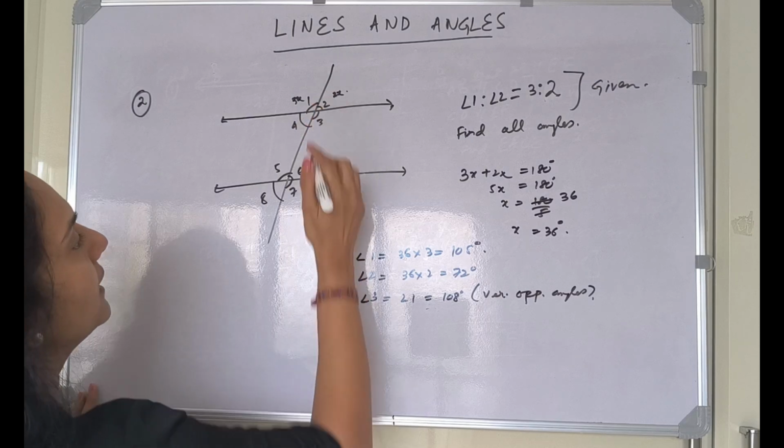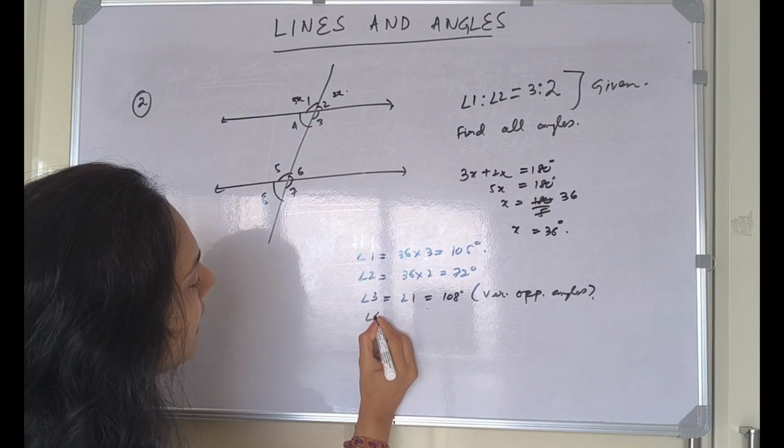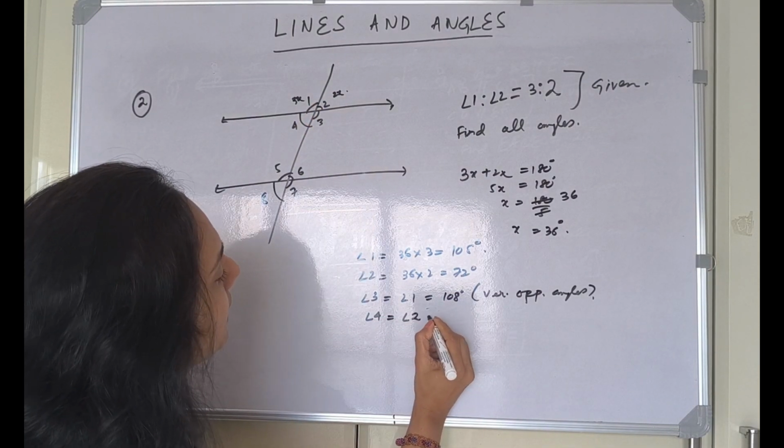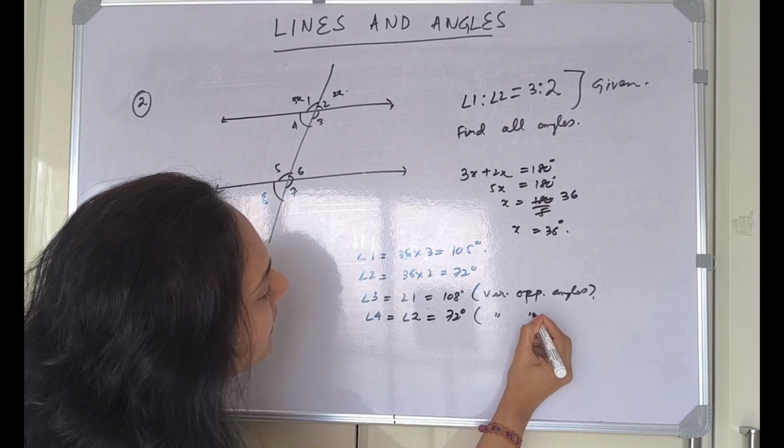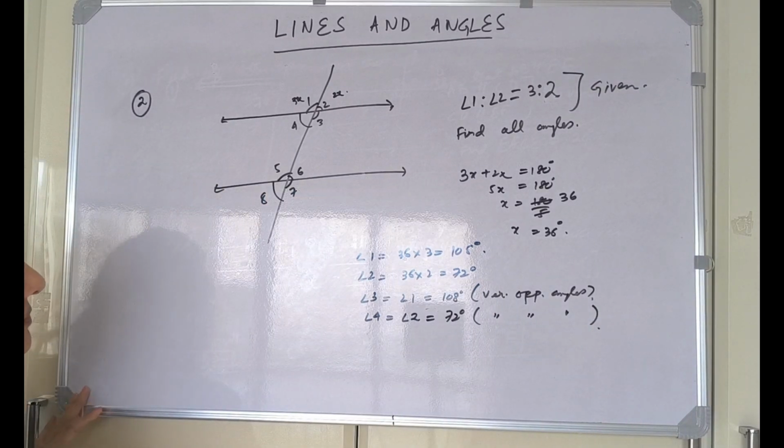Then angle 4 and angle 2 again are vertically opposite angles. So angle 4 equals angle 2, and angle 2 we have got as 72 degree. Again they are vertically opposite angles, right?